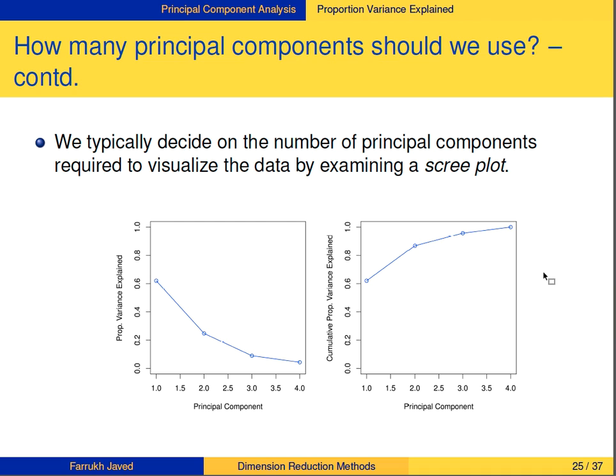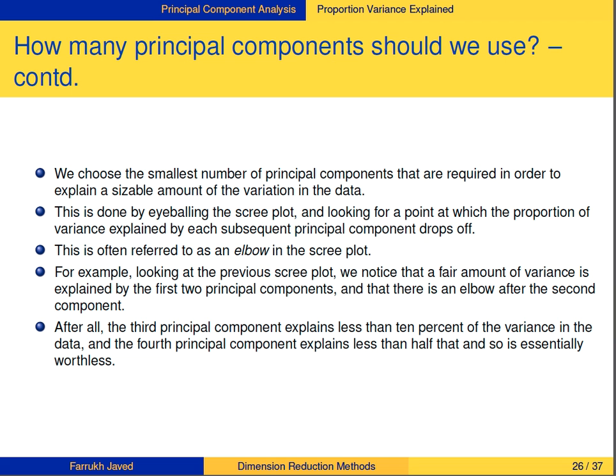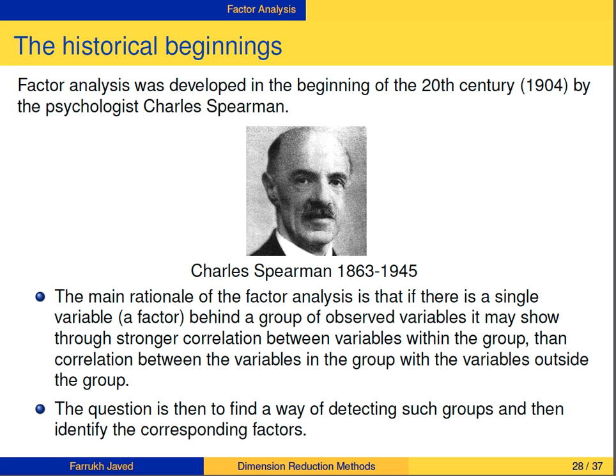This graph is not very clear. Sometimes you see a very clear picture with an obvious tilt, and also how the variations are expanding with respect to the principal components. We choose the smallest number of principal components required to explain a sizable amount of information, of course. As I said, this is also known as an elbow plot or scree plot, and the turn in the elbow tells us how many principal components we should use for our data. So just read this slide. It tells us everything I discussed with respect to the previous graphs.